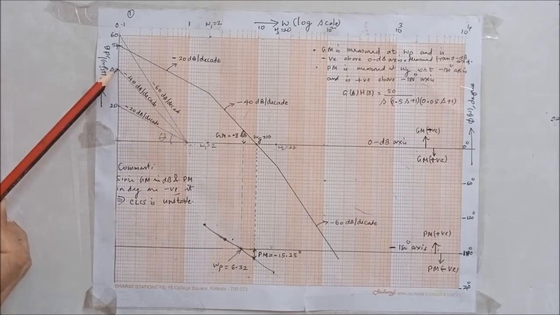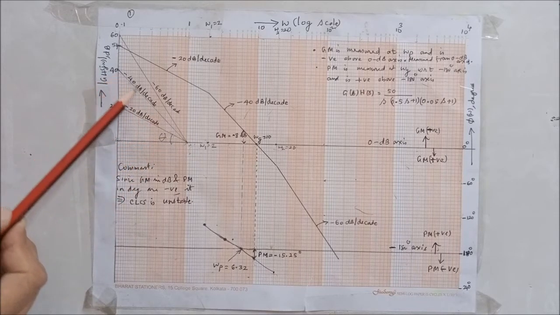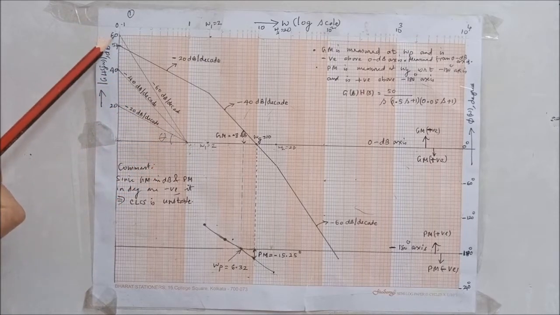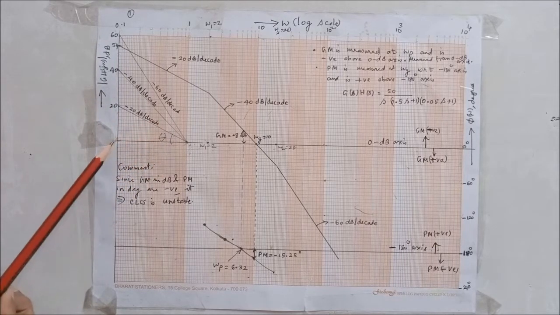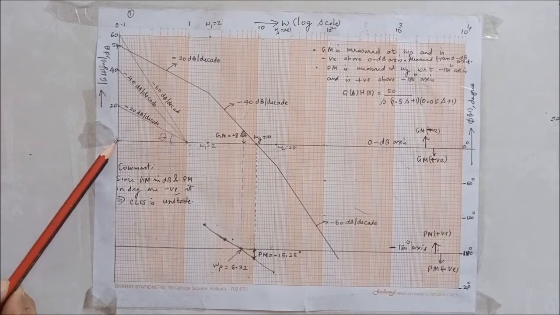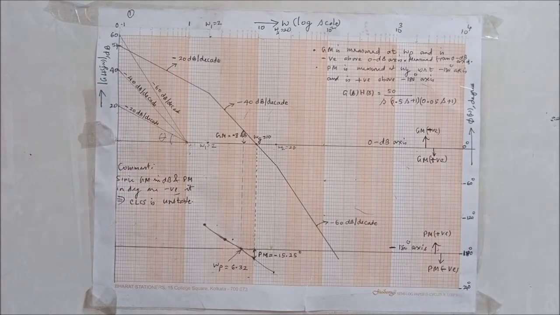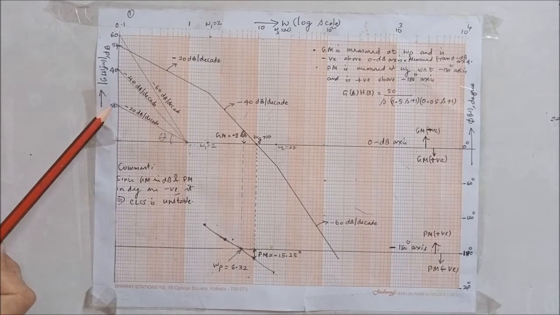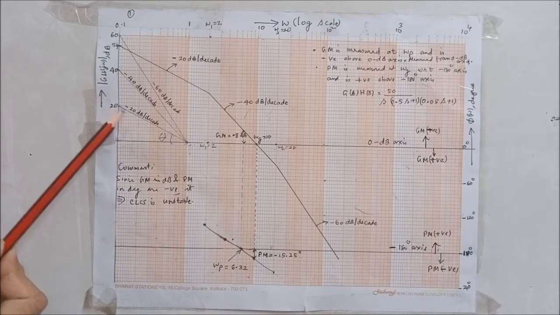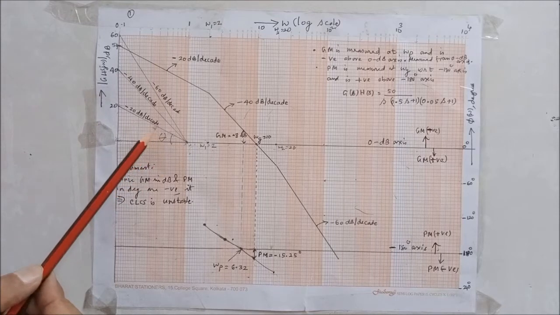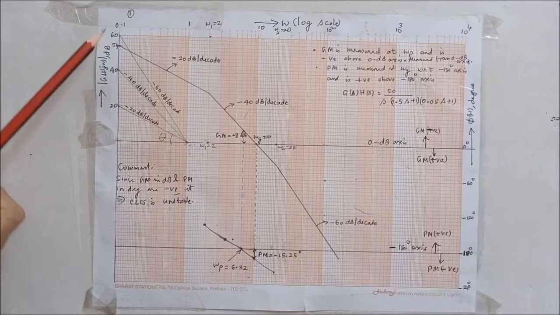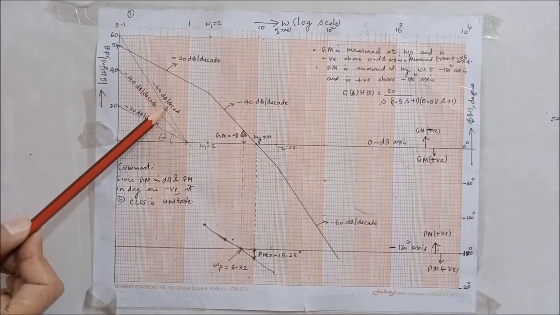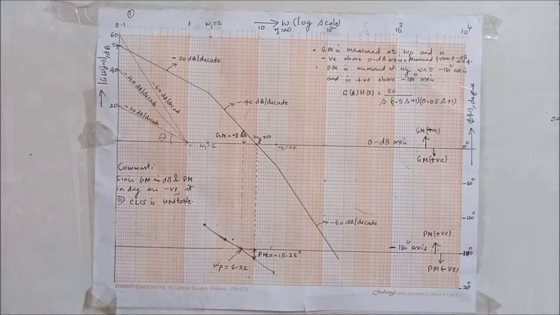This line is drawn by connecting 40 and 1. Therefore, this line has a slope of minus 40 decibels per decade. Draw a line connecting 60 and 1. Always these lines must be connected to 1 only, because from omega equal to 0.1 to omega equal to 1 defines 1 decade. So these are reference slope lines. This is the reference slope line of minus 20 dB per decade, this is minus 40 decibels per decade, and this is minus 60 decibels per decade.